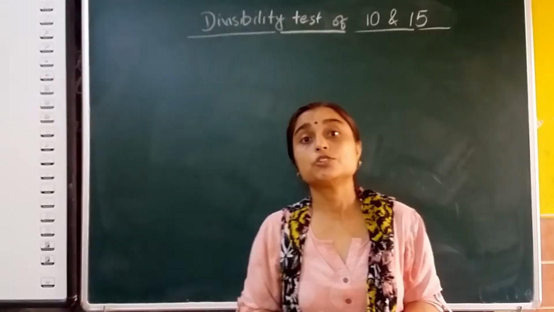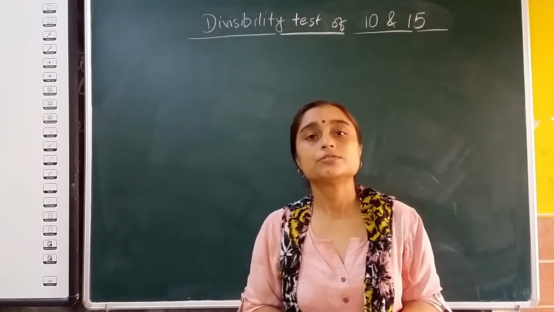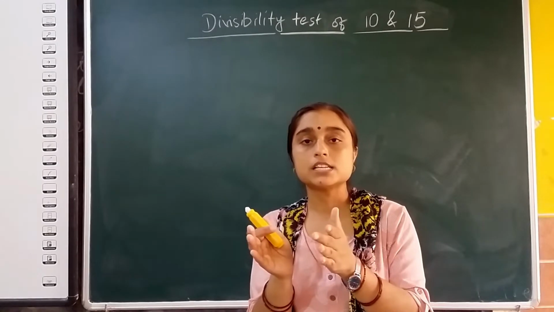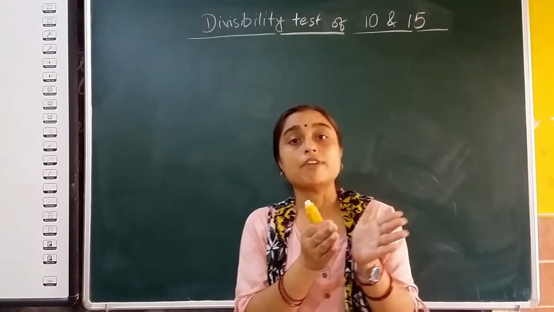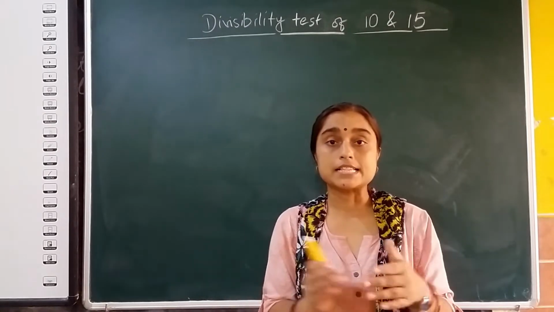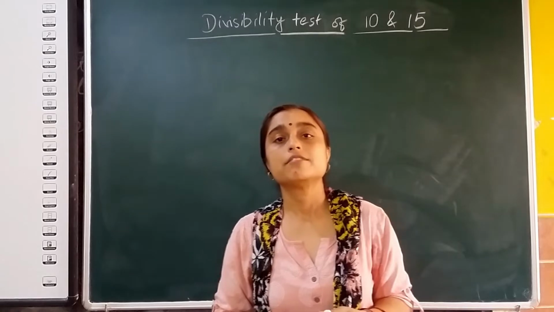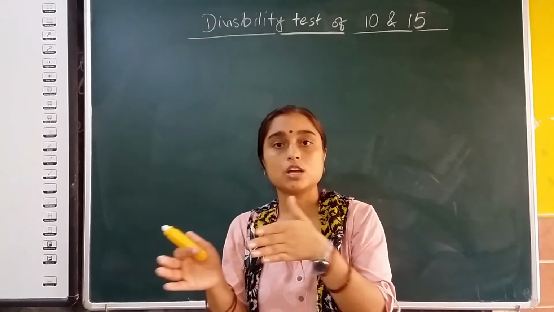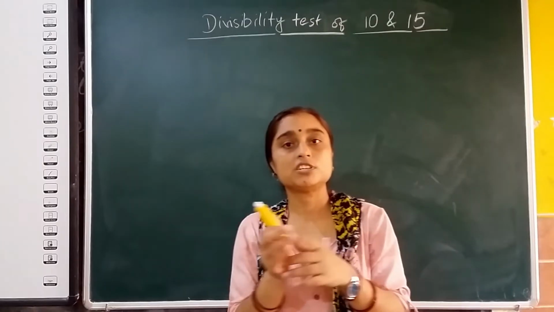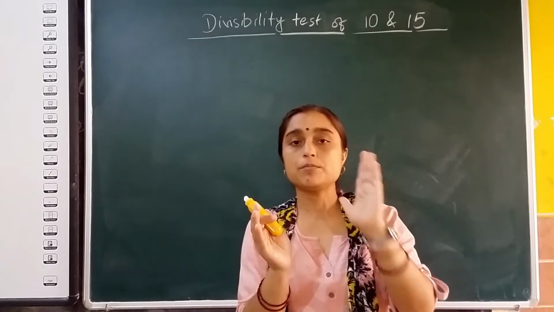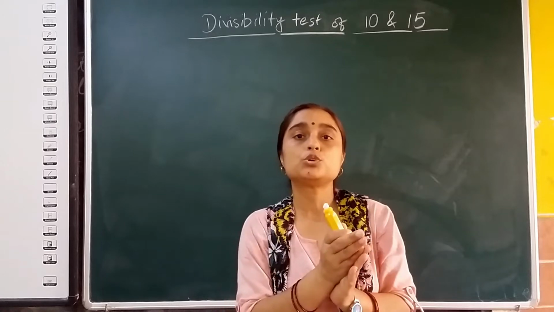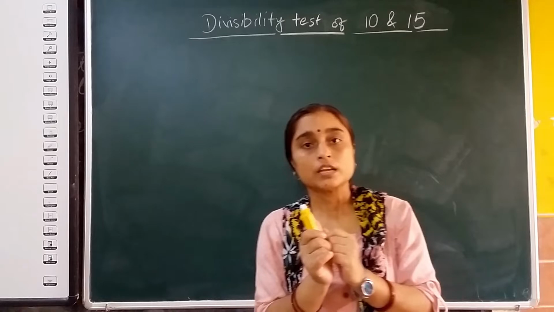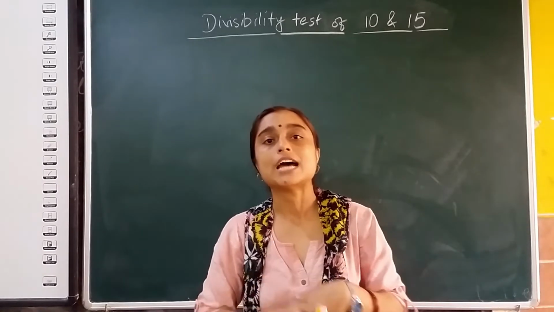And the divisibility test for 5, do you know that? The divisibility test for 5 is that if any number has 0 or 5 at the ones place, then that number is divisible by 5. Now take into account these two things, 3 and 5. While finding the divisibility test for 15, you should keep in mind that the number should be divisible by both 3 and 5. The test is very similar to that of 6.